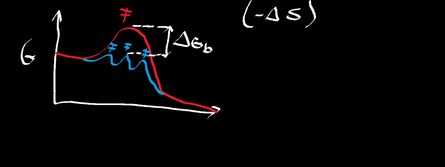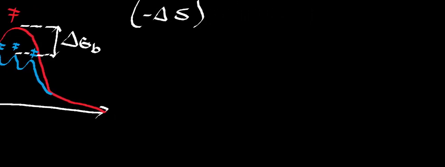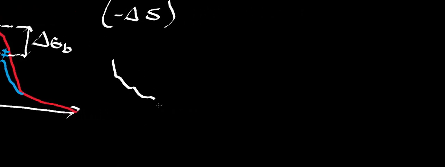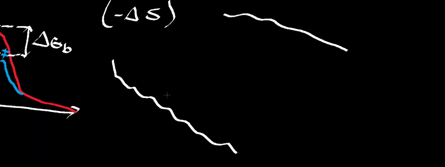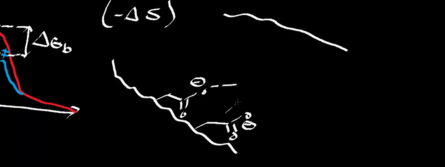To understand it, let's look at a real reaction. Let's say these are the walls of my active site. The example that I'm using is going to be the active site of hexokinase. Hexokinase, which we talked about in the cofactor video, is the enzyme that catalyzes the first reaction in glycolysis.